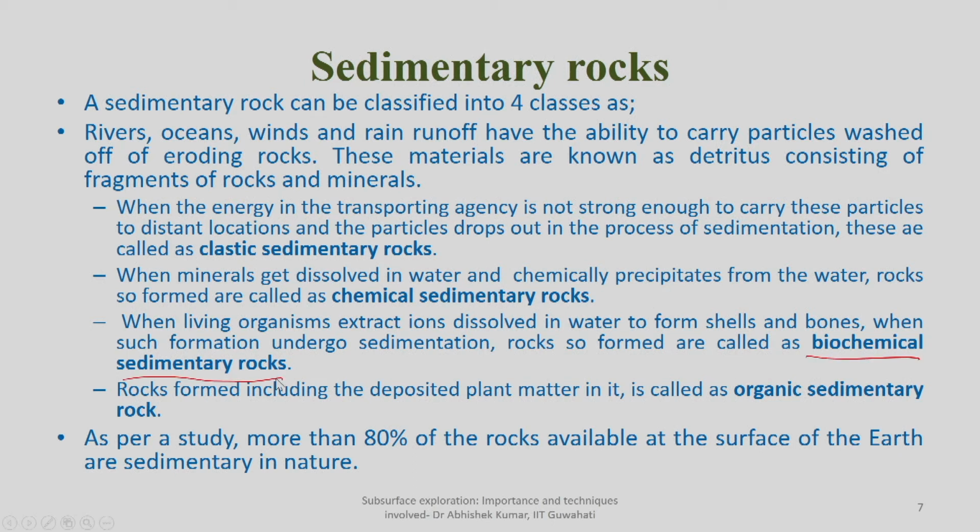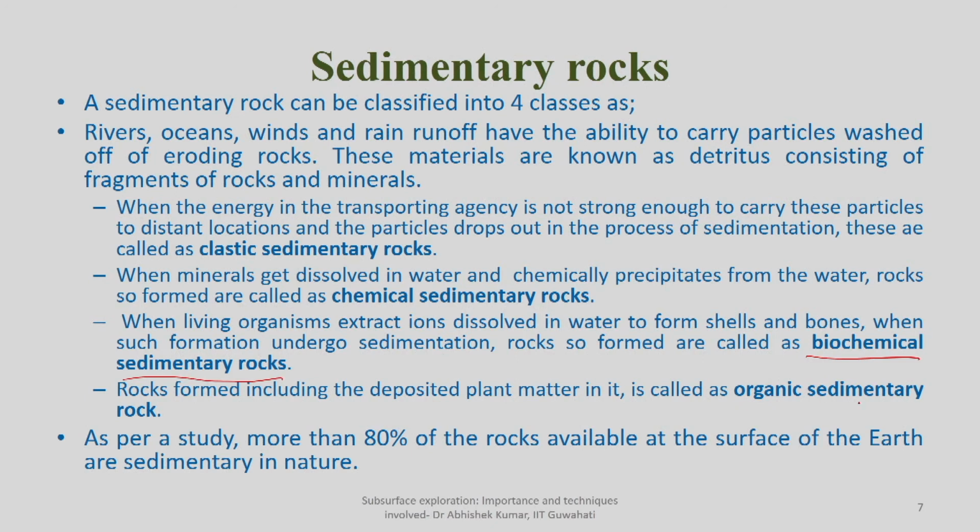So these are possibly four kinds of ways a sedimentary rock can be formed. Everywhere it's happening like this: sediment is getting deposited over a period of time, and because of the overburden thickness of sediment at shallower depth, the sediment at deeper depth gets compressed and forms different stratifications or layers. Depending upon the composition, it can be biochemical, organic, chemical, or clastic sedimentary rock. As per a study, more than 80% of rocks available at the surface of the earth are sedimentary in nature.